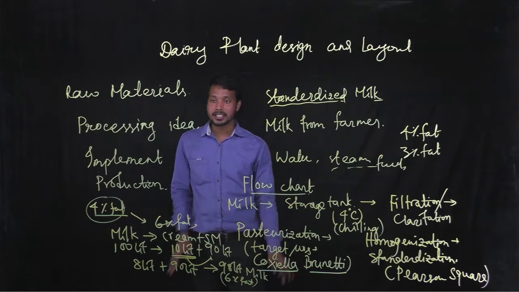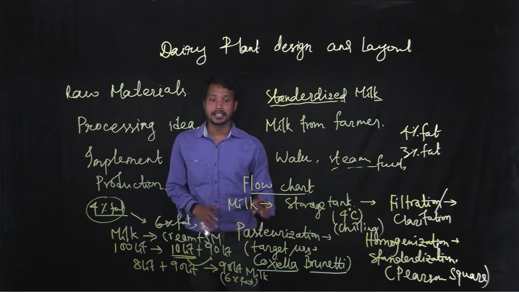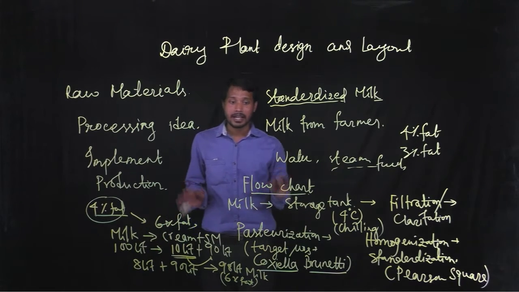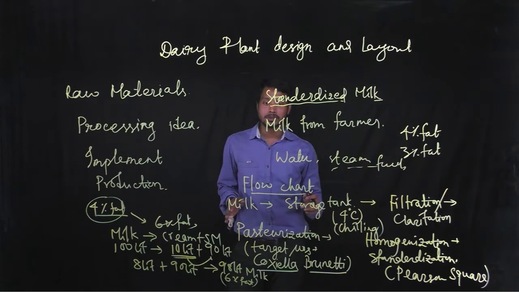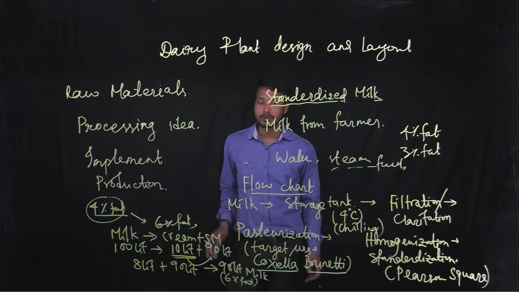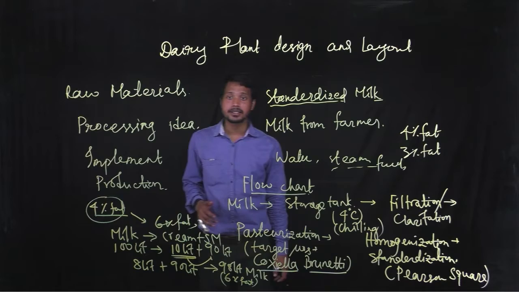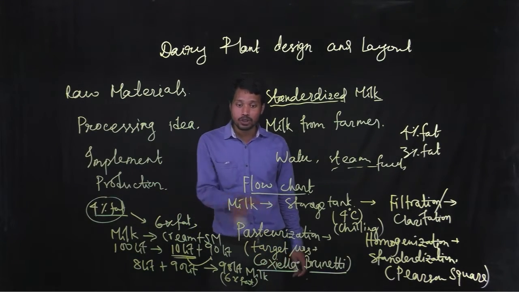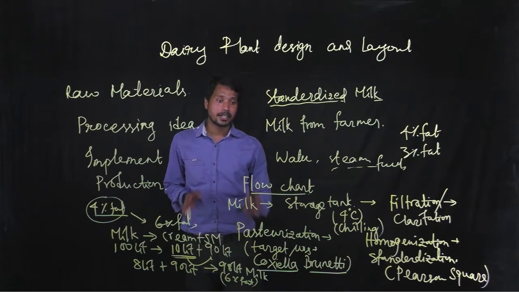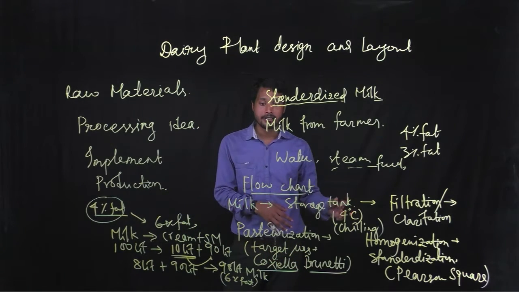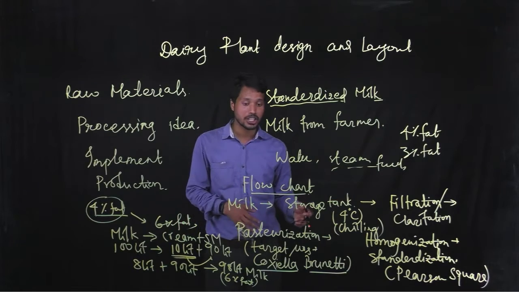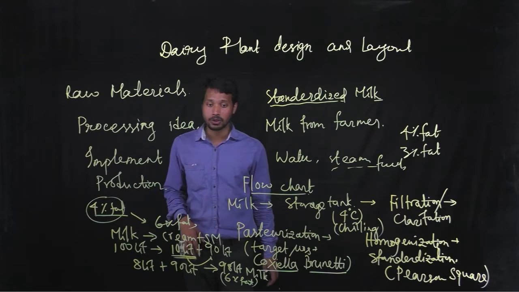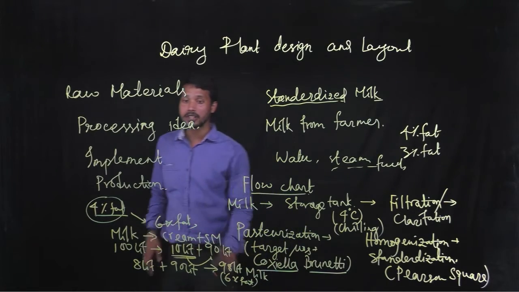So here I just gave you one idea of how the dairy plant must be designed. First you must select on which product you are going to start your business. Then you must list out all the raw materials for the product, and you must have the processing idea, that is, the flowchart of the product. Like milk, then storage tank, then filtration, clarification, then pasteurization, then homogenization, then standardization. You must have this processing flowchart, and after that, you must implement it.